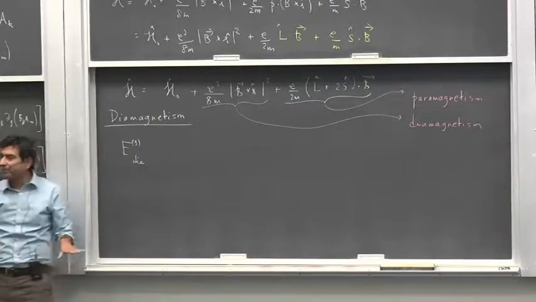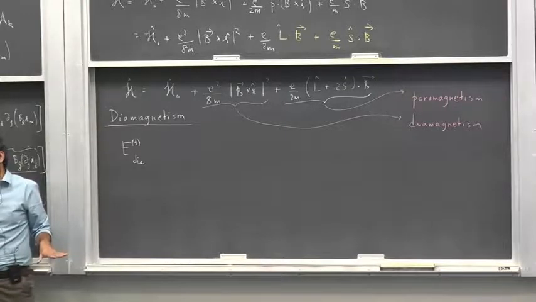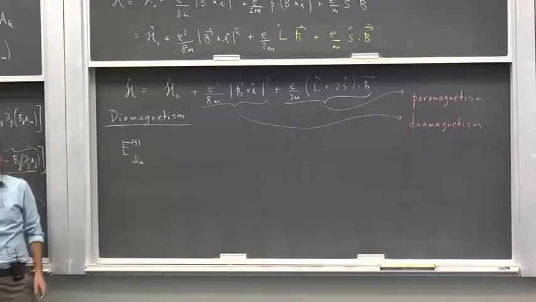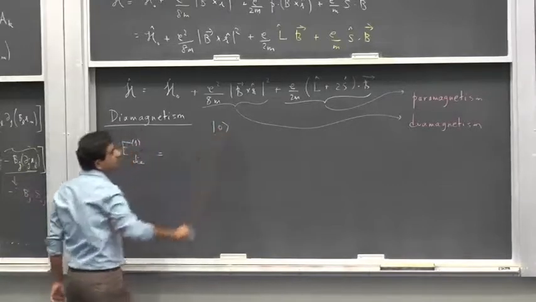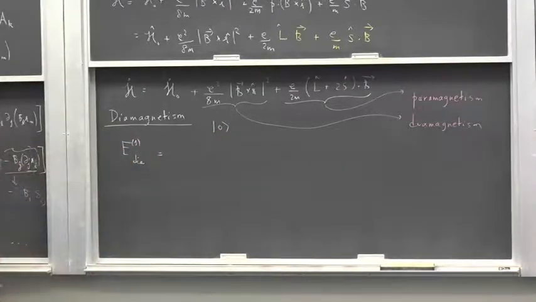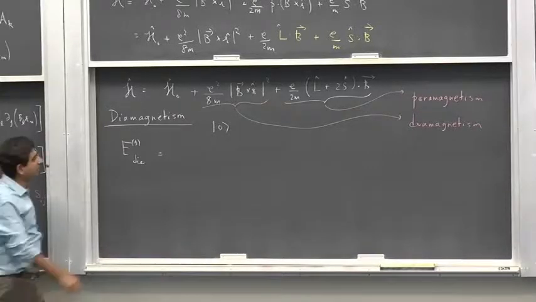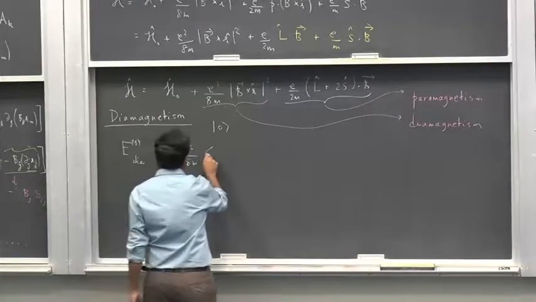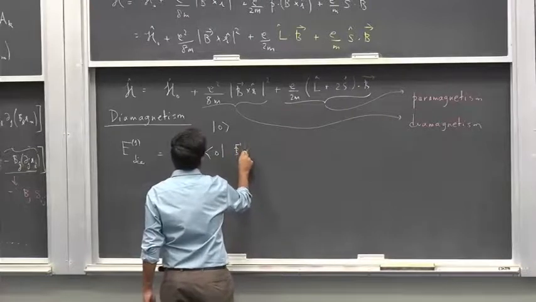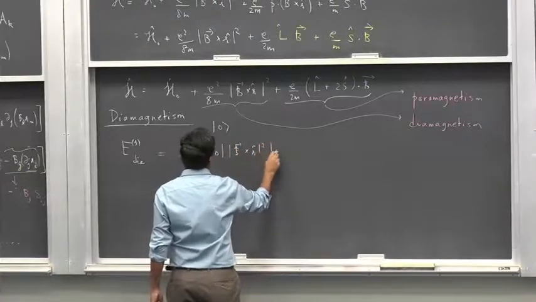Suppose the electron is in its ground state. We want to find the corrections to the energy in the ground state due to this term. By first order perturbation theory, suppose I label the ground state as ket 0, whatever it is. This could be an electron in the s orbital of a hydrogen atom if you talk about a gas of hydrogen atoms. Now this correction is going to be e squared over 8m, bra 0, modulus of B crossed with R squared, ket 0.